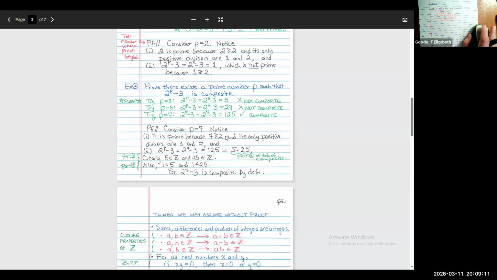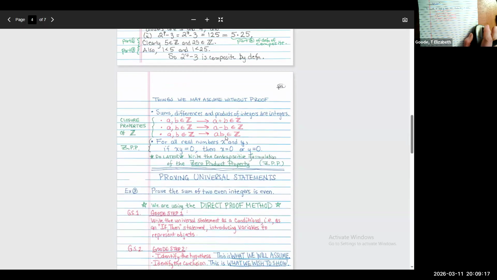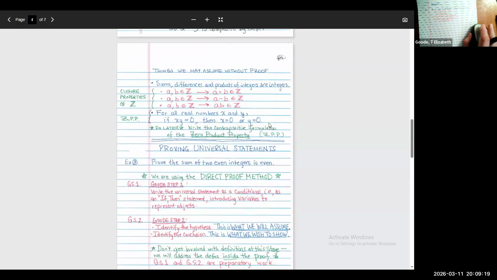So you can look at the class notes as really helpful guides for how to write proofs. Then we had some things that we may assume without proof, the closure properties of Z: sums of integers are integers, differences of integers are integers, products of integers are integers, and the zero product property, the ZPP. We talked about those in class yesterday.